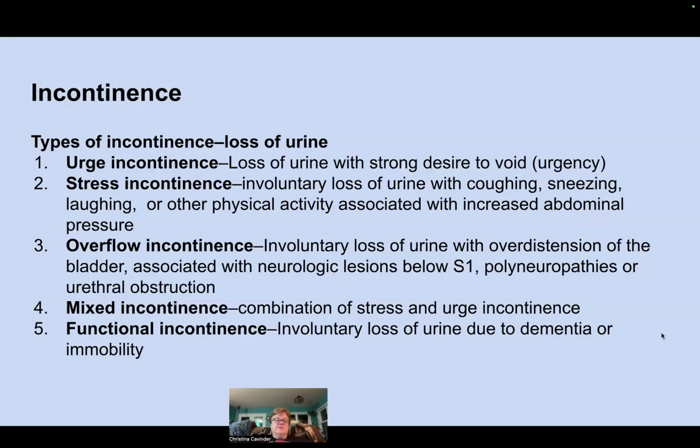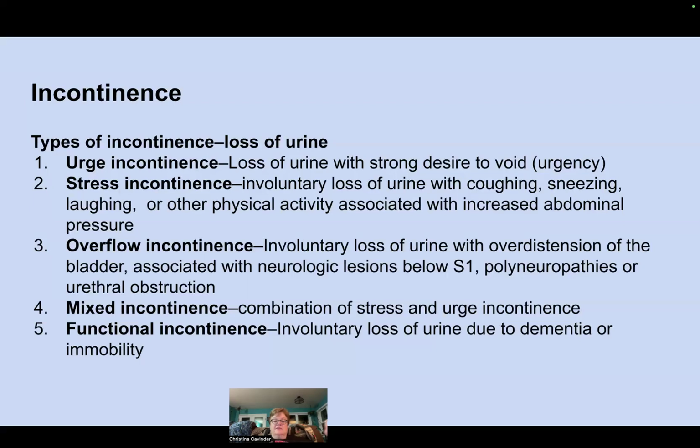All right, incontinence. So what is incontinence? That's basically a loss of urine when you don't want a loss of urine. There are different types. There's urge incontinence, and this is loss of urine when you have a strong desire to go to the bathroom. So maybe you're heading towards the bathroom and you see the toilet and suddenly you think, oh, I can't hold it any longer. That would be urge incontinence.